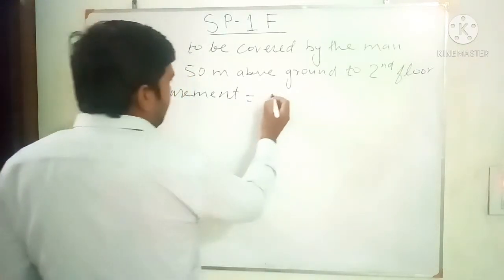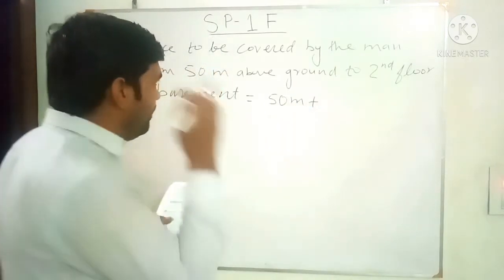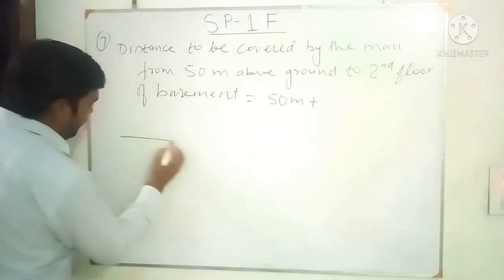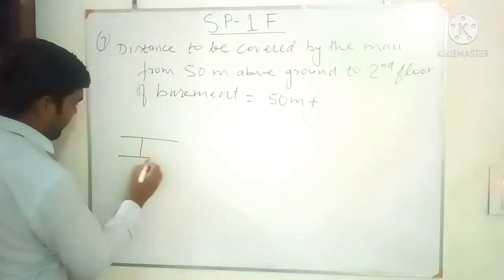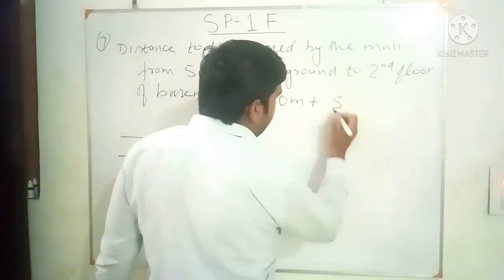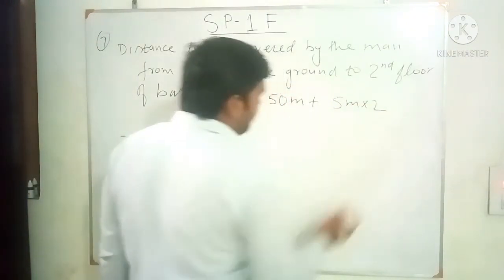So 50 meter, that is the one distance, no problem. But in that we have to add the second floor. Suppose this is the basement, ground floor. This is the first floor of the basement, 5 meter. Again this is the second floor of the basement, 10 meter. So each floor's height on the basement is 5 meter. So 5 into 10.